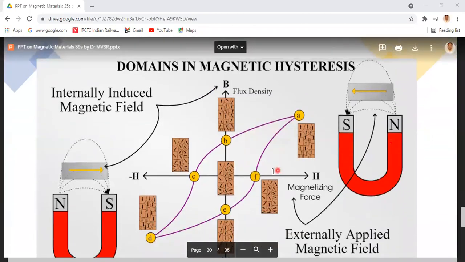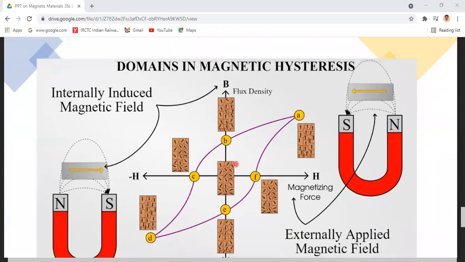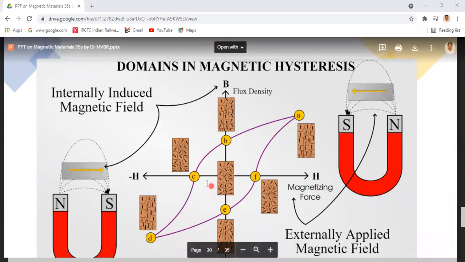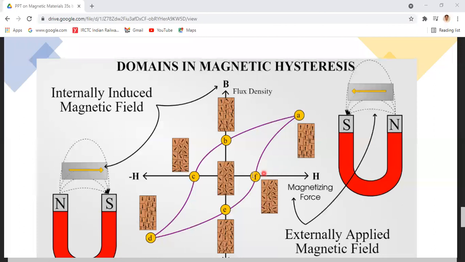Whenever the material is magnetized from zero to maximum value and from zero to minimum value, that means here you have to apply the magnetizing force on the x axis from zero to maximum value and zero to minimum value, so that according to the direction of the applied magnetizing force, the orientation of the dipoles is observed in this picture here.